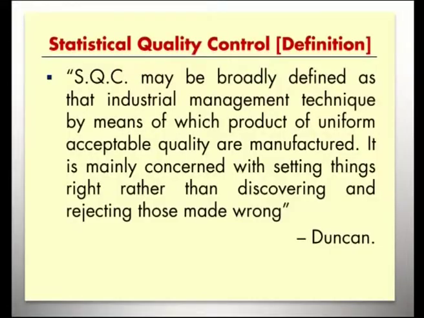The basic definition given by Duncan is: SQC, statistical quality control, may be broadly defined as that industrial management technique by means of which products of uniform acceptable quality are manufactured. So uniformity is very important, and quality is important. It is mainly concerned with setting things right rather than discovering and rejecting those made wrong. So instead of discovering and rejecting afterwards, we have to set it correctly beforehand. That is what Duncan says about statistical quality control.